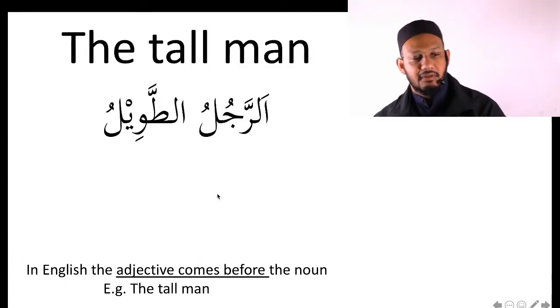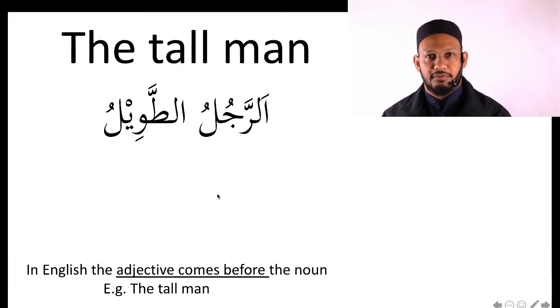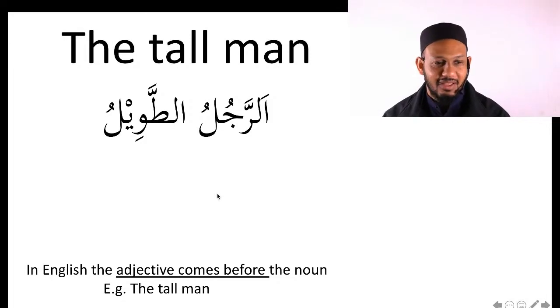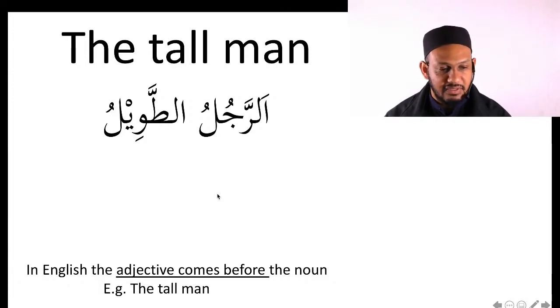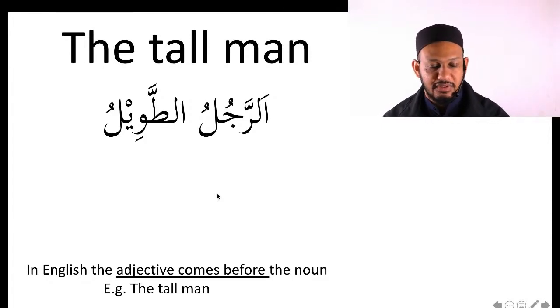Okay. So ar-rajulu at-tawilu. Now you're with me? We're going to learn our new terms now. Ar-rajulu at-tawilu translates as the tall man. Now, these are all going to be phrases or fragments of sentences, not actual sentences. This phrase here consists of two words.